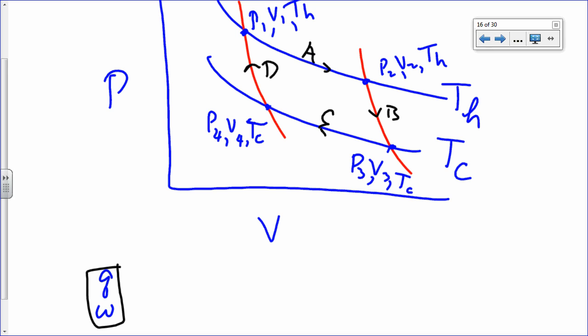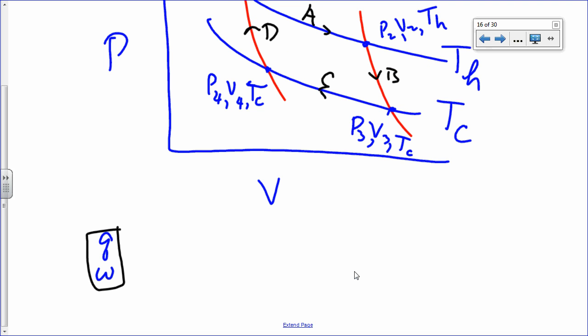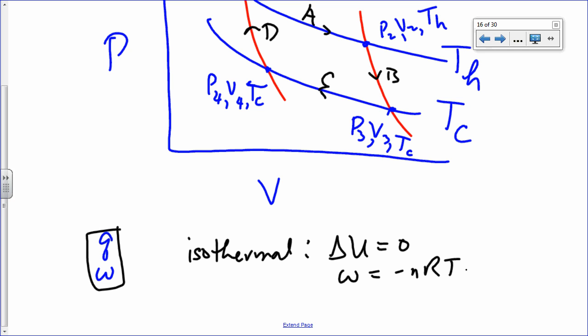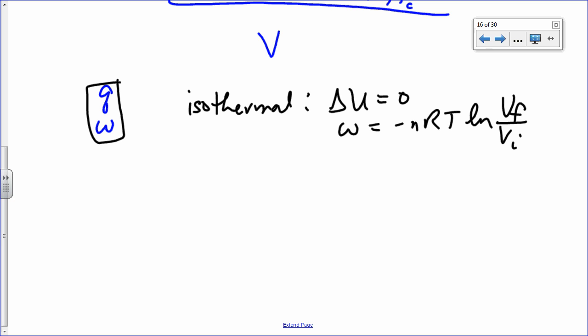Q should be easy for the adiabatic, right? So if you have an isothermal, what would be your Q and W? You know delta U is 0 since it's an ideal gas. The formula for W was negative nRT ln V final over V initial, right? And your formula for Q is just positive W, right? Since Q and W should add up to 0.